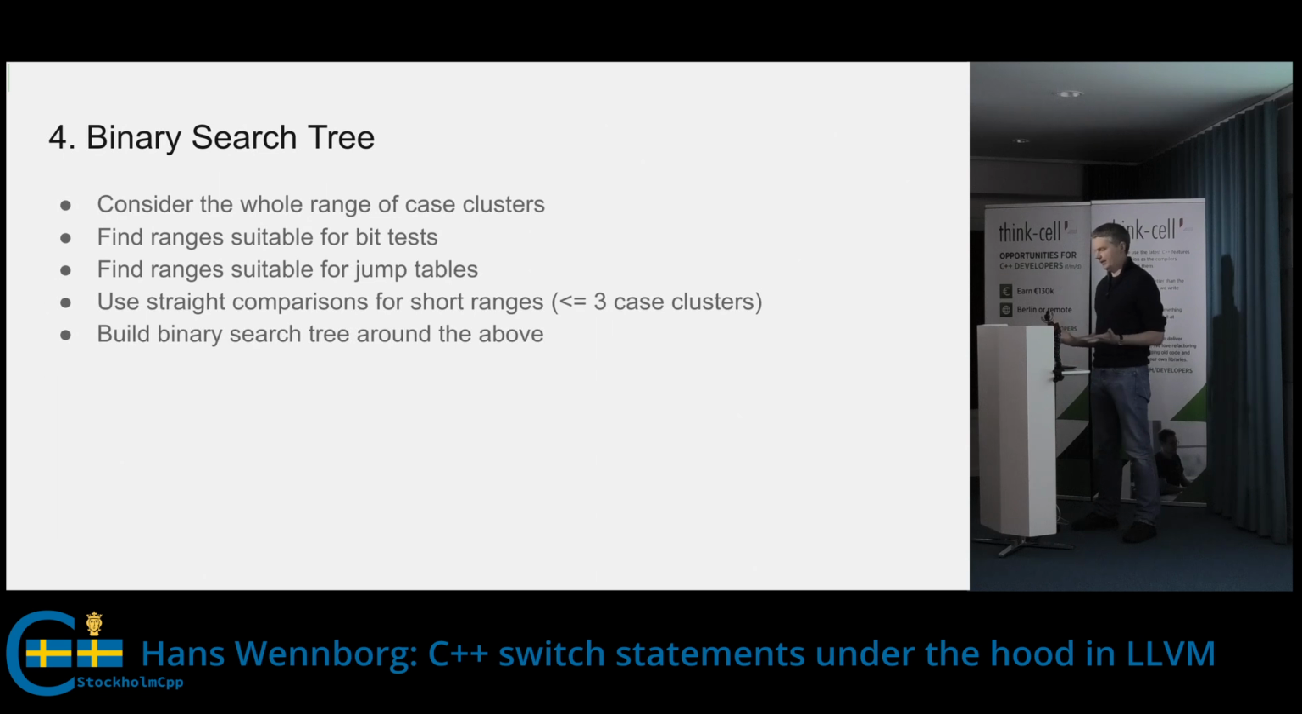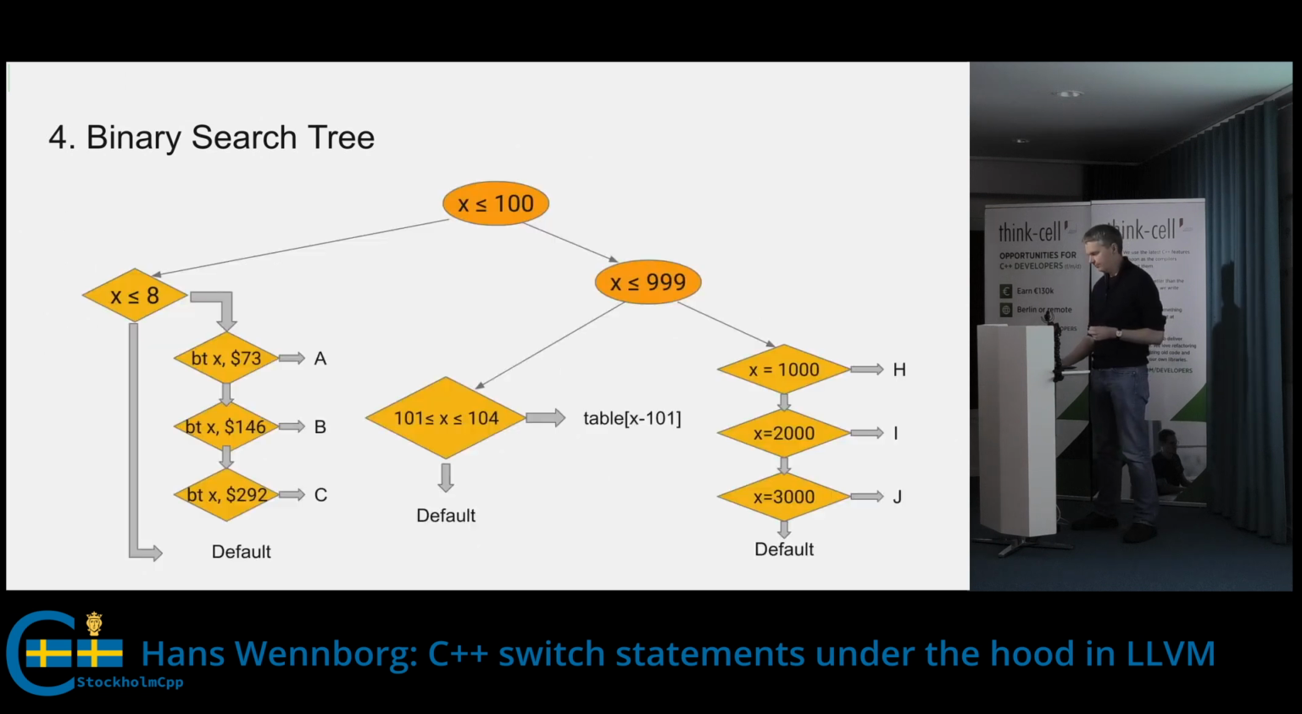So LLVM uses a kind of bottom-up strategy here, where it will consider the whole set of cases or case clusters. It tries to find the optimal ranges suitable for the different strategies, especially the lookup table. So it tries to find ranges which are dense enough for jump tables. And then it will build the binary search tree around them. So for our example, it will look like this.